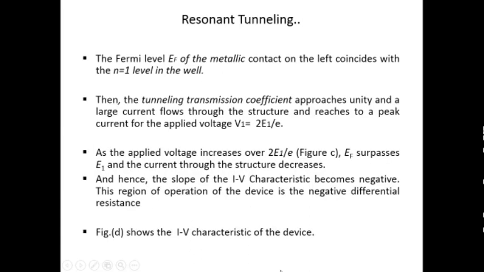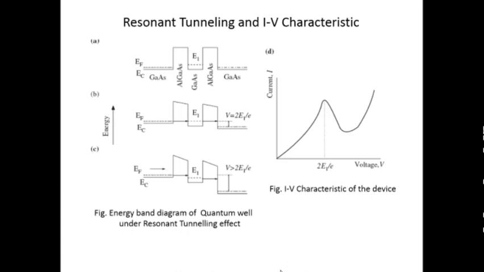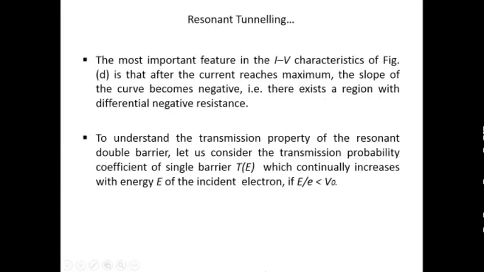Now we have to see that the transport, that is, perpendicular transport of electrons through the quantum well under resonant tunneling condition depends mainly upon the transmission probability coefficient of the barrier. The transmission probability coefficient actually determines how many electrons will be transported through the potential barrier, or penetrate through the potential barrier.